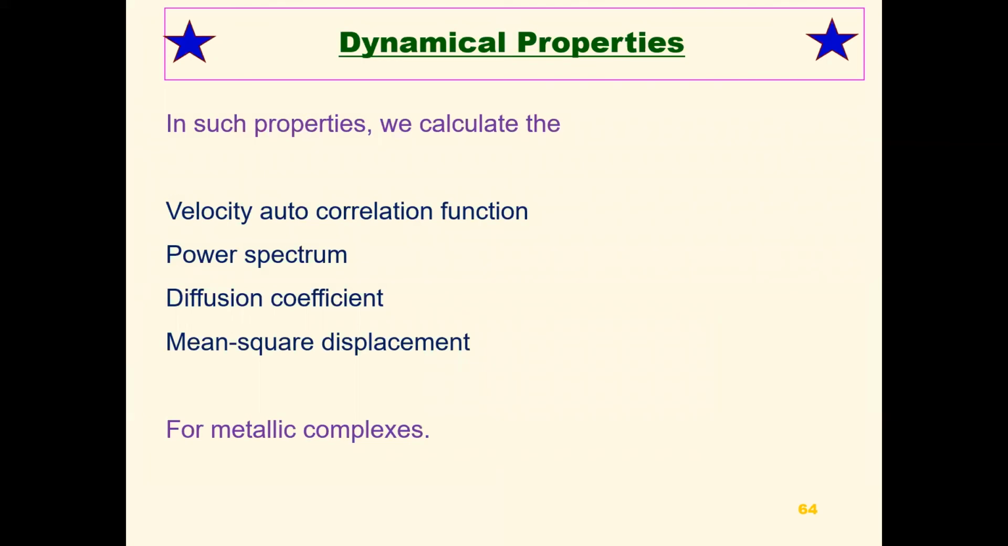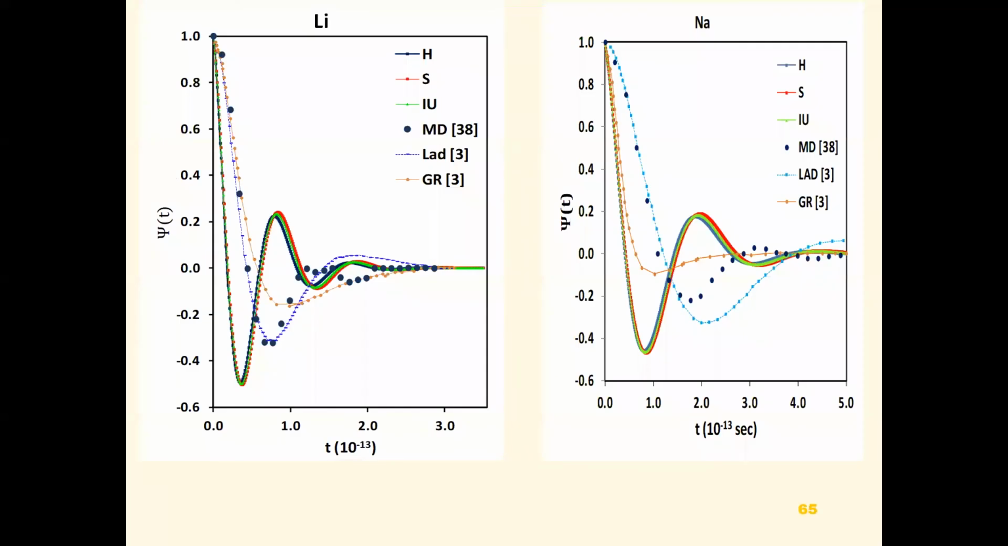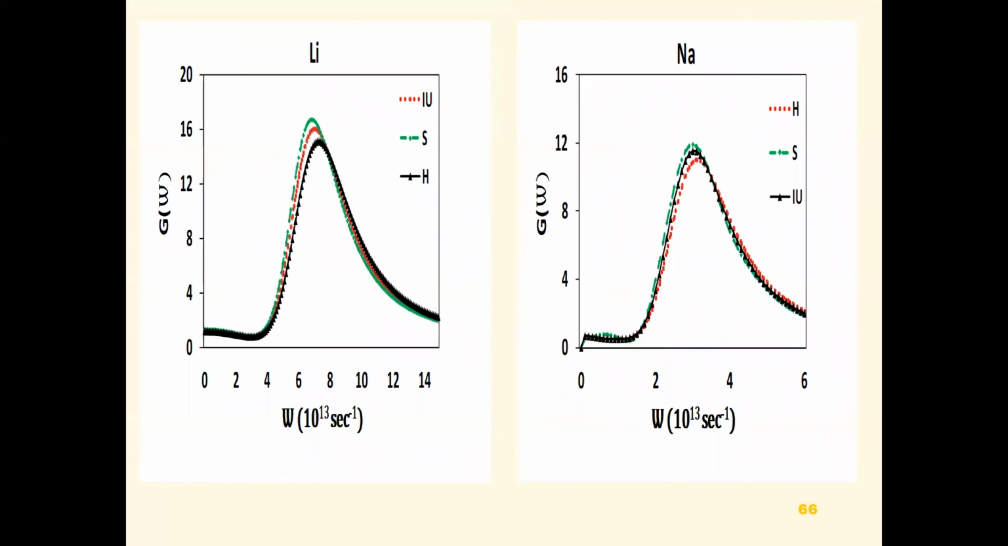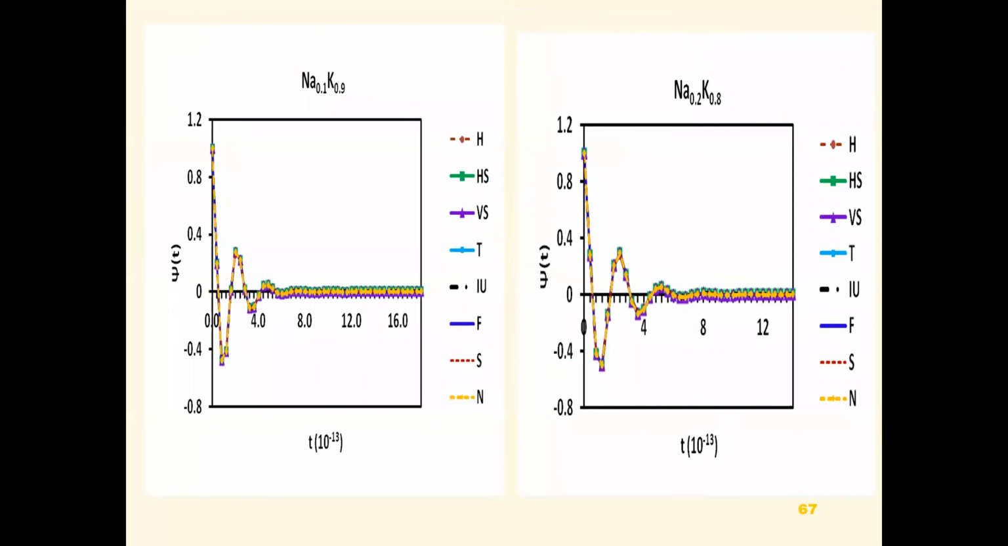In dynamical properties, we compute the velocity autocorrelation function, power spectrum, diffusion coefficient, mean square displacement, etc. Again, these are the results of the mean square displacement and the velocity autocorrelation function of the liquid metals. This is the power spectrum of the liquid metals. Again, the velocity autocorrelation function of the liquid alloys.